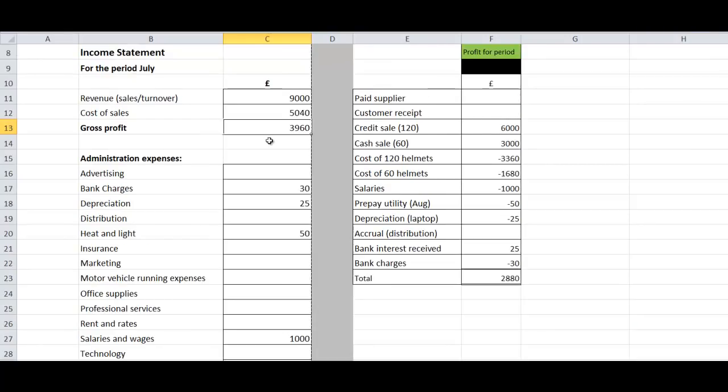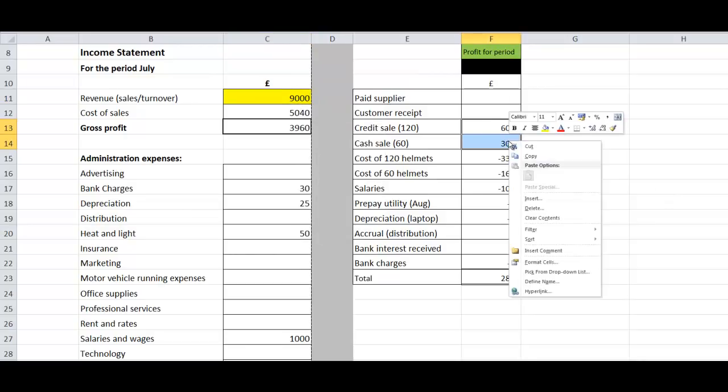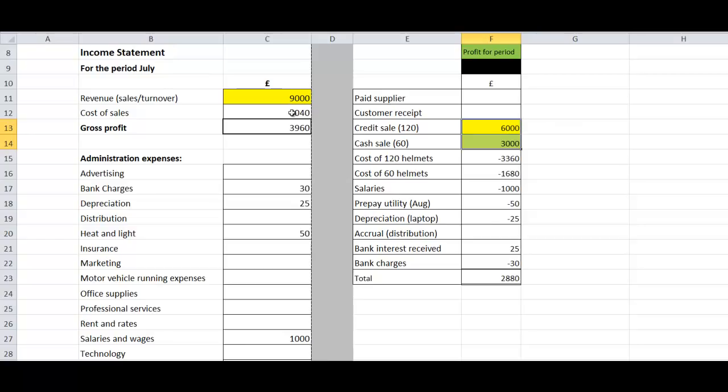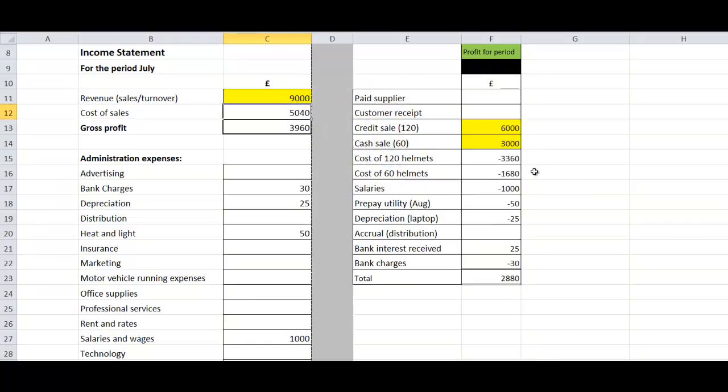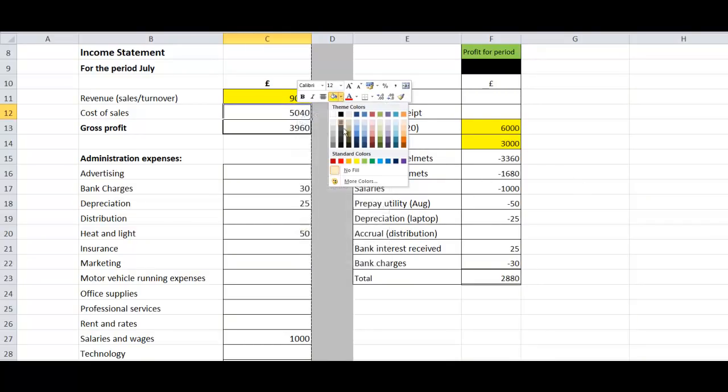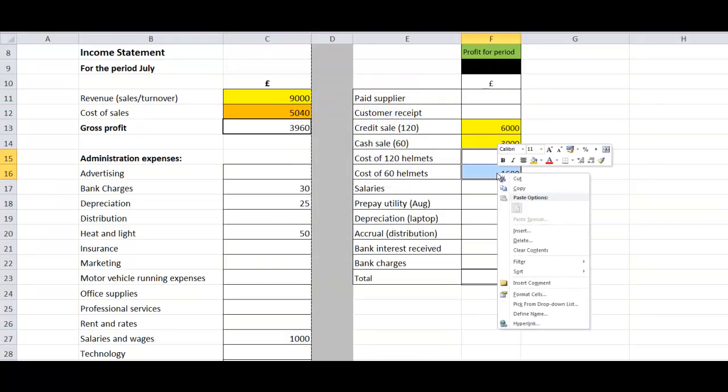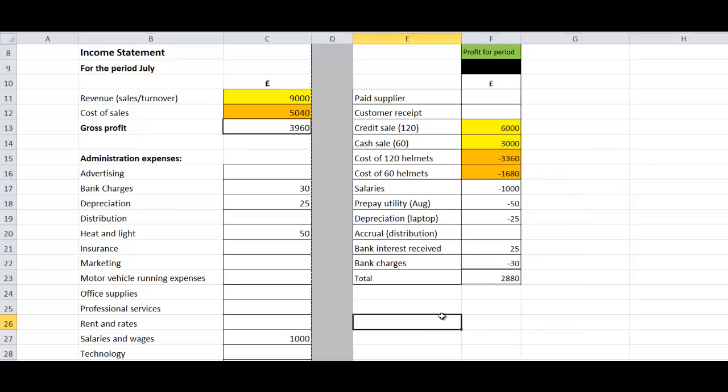So you will see that we have £9,000 worth of revenue, which has come from our two revenue items. We also have our cost of sales of 5,040, which has come from our two cost of sales items. In your assessment, we will only have one sale and one cost of sale, which will make this process even more straightforward. And the gross profit is the difference between those two numbers, just a simple calculation of 9,000 minus 5,040. You'll notice then we've got the bank charges of £30, which we've got down here at the bottom, £30.